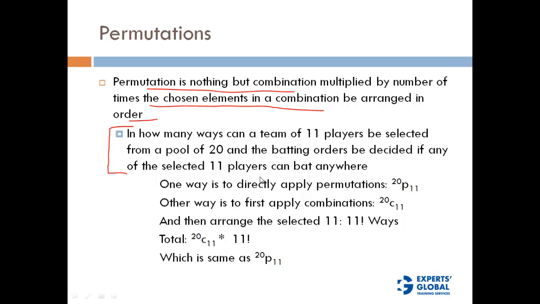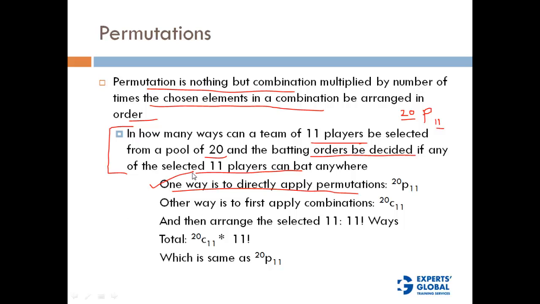In how many ways can a team of 11 players be selected from a pool of 20 and a batting order be decided, if any of the selected players can bat anywhere? So now I'm worried about the order, and I need to select 11 from 20. So it's going to be 20P11. One way is to directly apply permutations, 20P11, right?